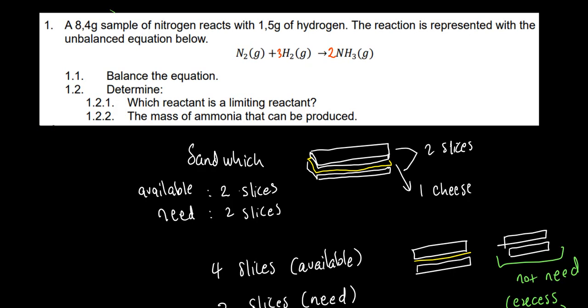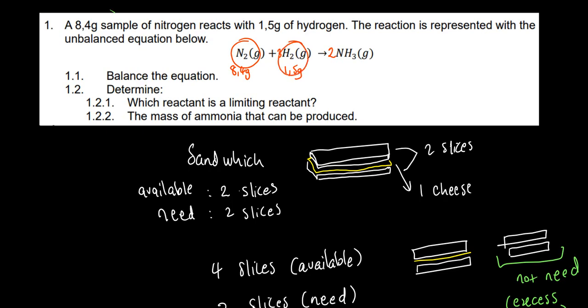Now, you might want to look at this and say, okay, I have 8,4 grams of nitrogen and then I have 1,5 grams of hydrogen. So this is almost simple. This looks like hydrogen is less. So it means hydrogen is like the cheese. When the cheese runs out, we are done with making the sandwich. Similarly here, when the hydrogen runs out, it means the reaction is over. It's complete. This tells us that this is the excess reagent and this is the limiting reagent.